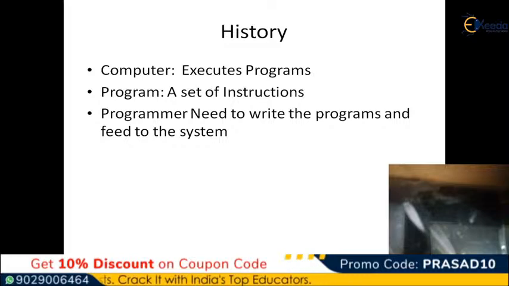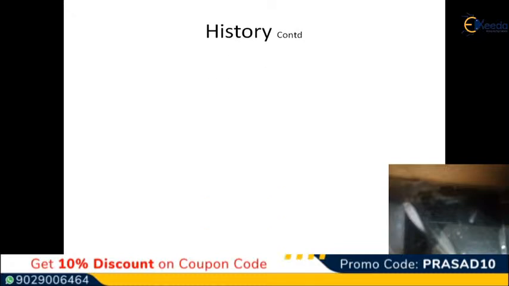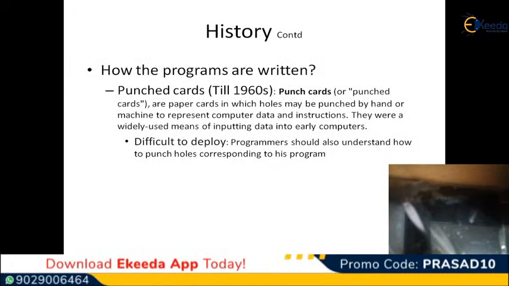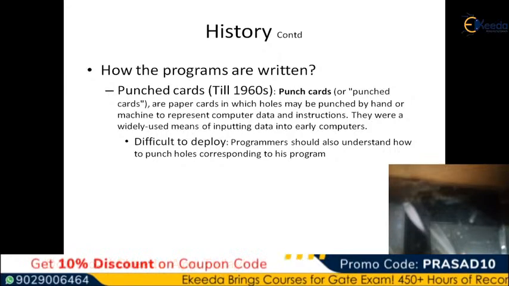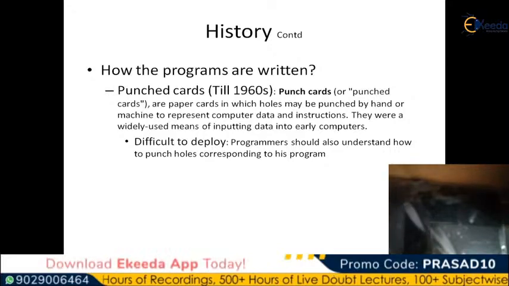Of course, a program is a set of instructions, and a programmer is needed to write a program and thereby be able to execute it. Let me give you a brief history of the initial days of programming. If you wanted to write a program in the 1960s, in what way would you do it? In the earliest days of computing, there was no memory at all.